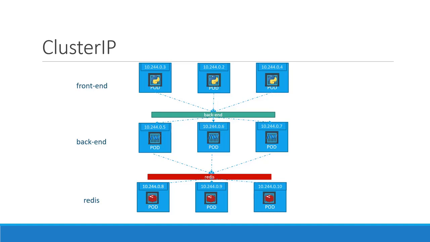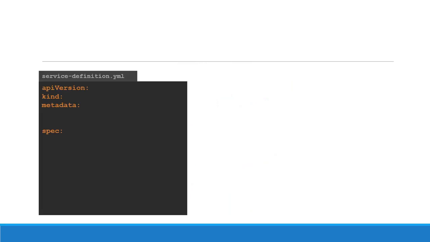Each service gets an IP and name assigned to it inside the cluster, and that is the name that should be used by other pods to access the service. This type of service is known as ClusterIP. To create such a service, as always, use a definition file. In the service definition file, first use the default template, which has apiVersion, kind, metadata, and spec. The apiVersion is v1, kind is Service, and we will give a name to our service. We will call it backend.